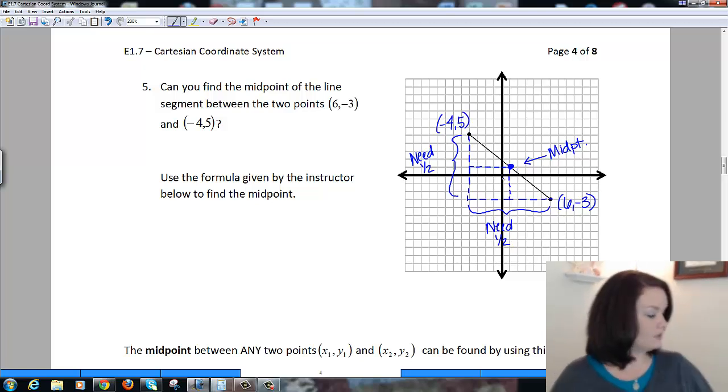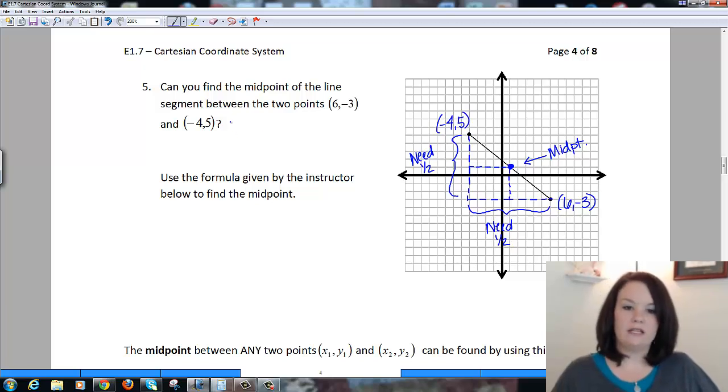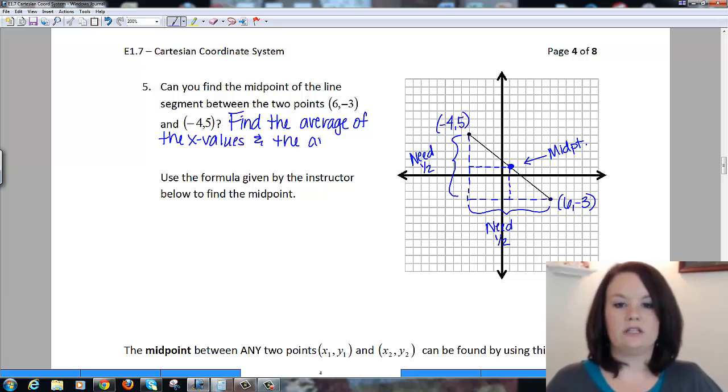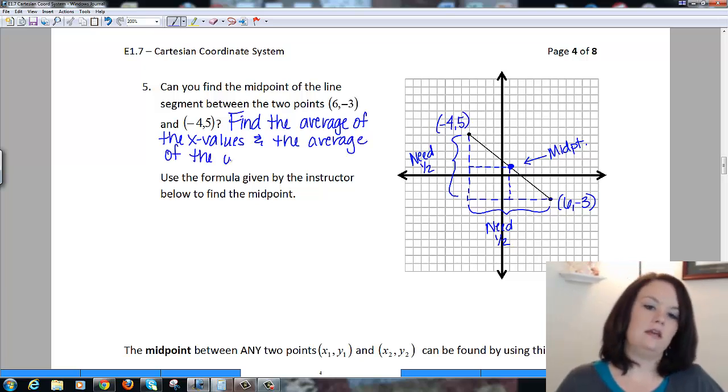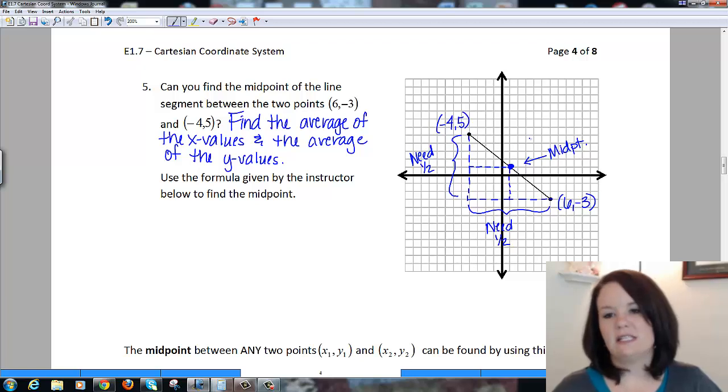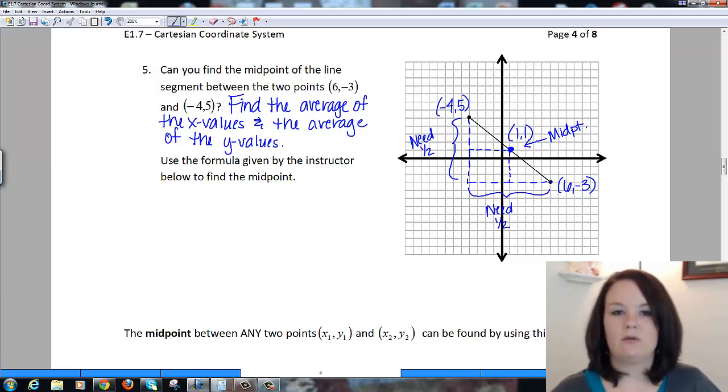Okay, so I'm going to go ahead and just write, we're finding the average of the x values and the average of the y values. And then we just write those two values as an ordered pair. Okay, here it's easy to see that our midpoint is going to be 1, 1. So I'm going to go ahead and just try to write a formula for that.